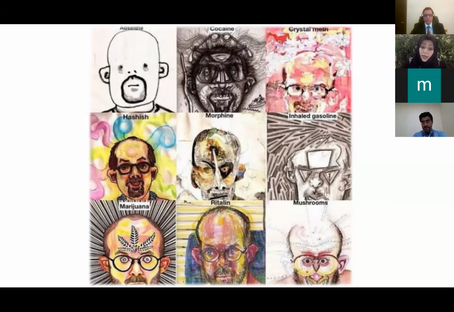The first slide here is just an interesting painter. He's an artist and he wanted to paint himself. Actually, all of those pictures are the same painting. He wanted to paint himself on a different medication. Here's on morphine, here's on mushrooms and marijuana, and you could see how the reality is distorted.